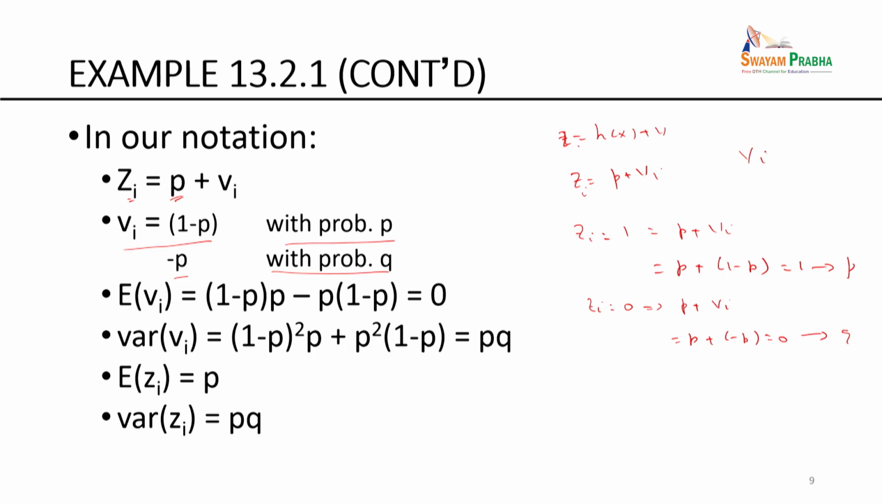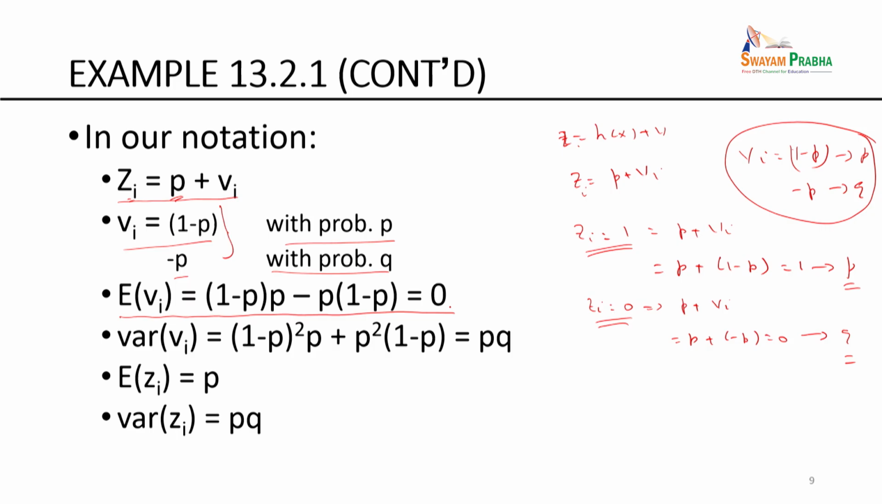So vi is equal to 1 minus p with the probability p, and vi is equal to minus p with the probability q, which is the same as z is equal to 1 and z is equal to 0 with the probability p and q respectively. Therefore, I can rewrite in my notation, these are the properties of noise. The noise property is such that its expectation is 0, please verify that. Its variance is PQ. Expected value of Zi is P, the variance of Zi is PQ.